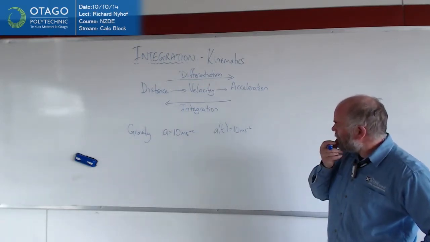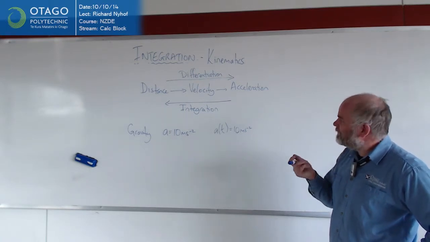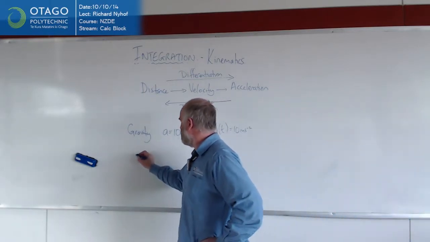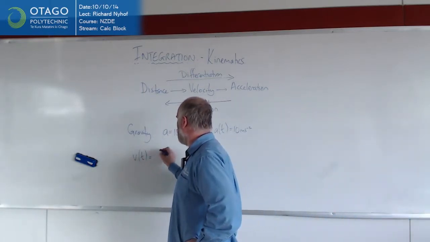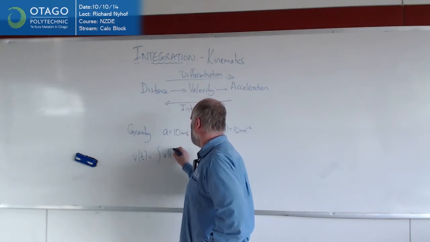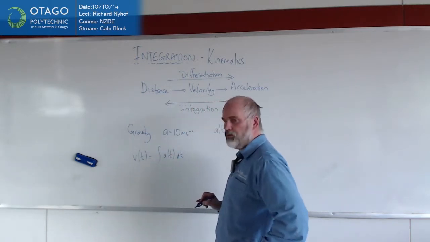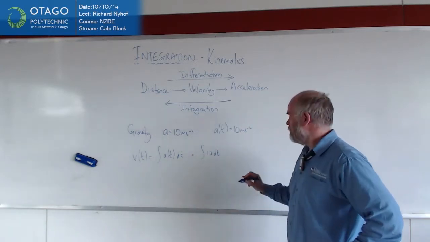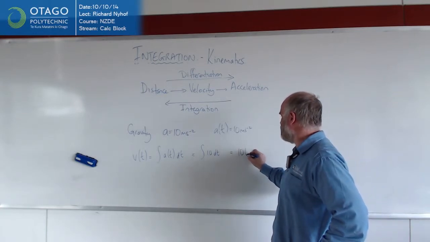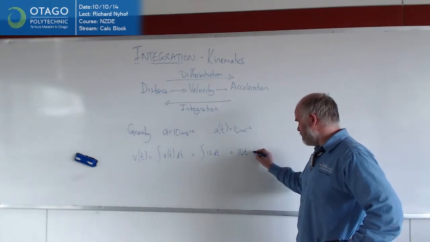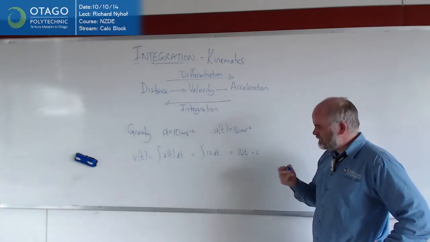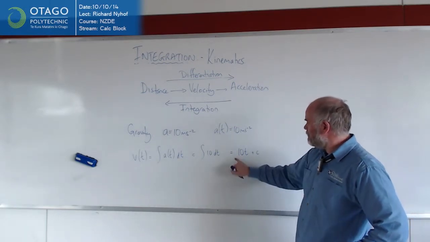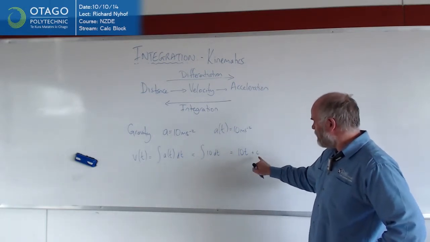Let's have a go at figuring out what the velocity is going to be and what the distance is going to be. The velocity at a particular time should be the integral of the acceleration, which is just the integral of 10. If we integrate 10, we get 10t plus a constant. This is an integration, so you have to have a plus constant on the end.